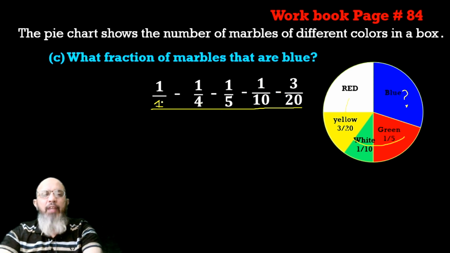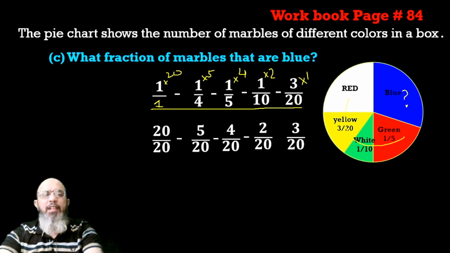So for here we will multiply with 20. Here we have 4, so we will multiply with 5. Here we have 5, so we will multiply with 4. And here we have 10, we will multiply with 2, and here we multiply with 1 because we already have the denominator as 20, right? So let's see what we get.